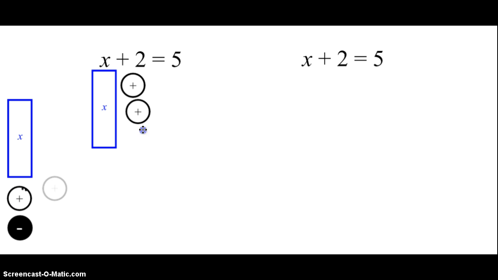And then over here I have 5. And I know that they're all positives because there's not a sign in front of them to show me otherwise.